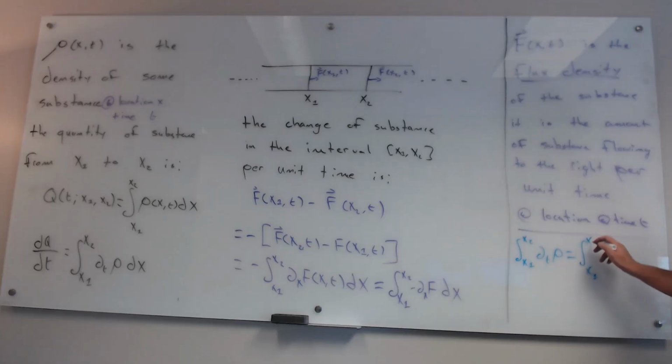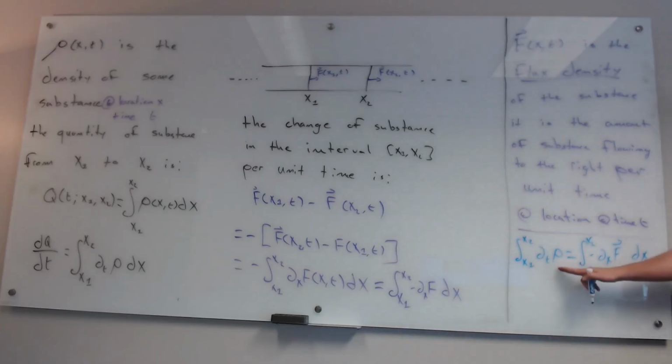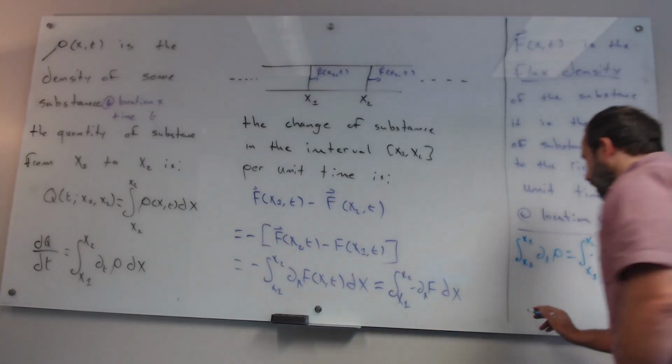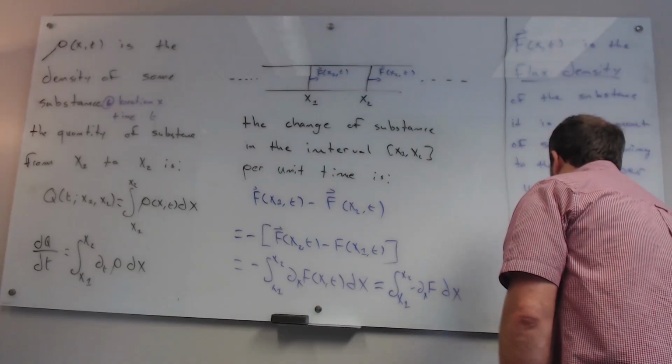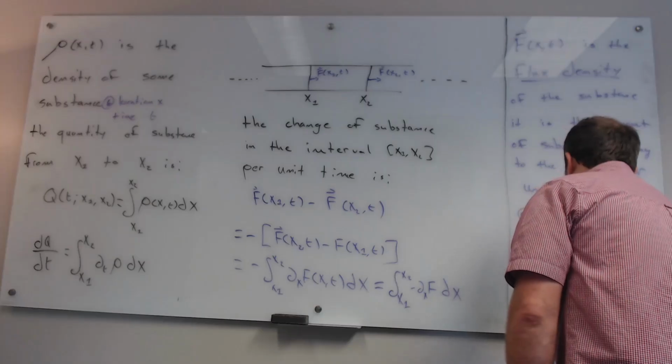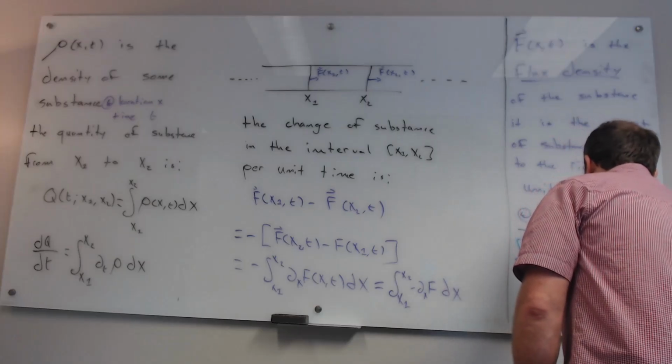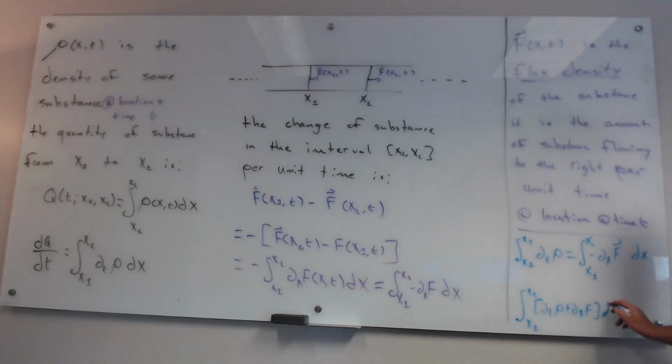So x1 to x2 of minus the x derivative of f dx. And again, the argument to rho is x and t. The argument to f here is x and t. I'm not going to write the arguments because I'm running out of room here. Now here's what happens. If I add this equation to the other side, I get that the integral from x1 to x2 of the t derivative of rho plus the x derivative of f is equal to 0.